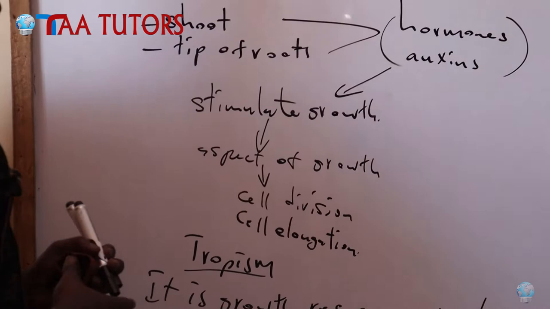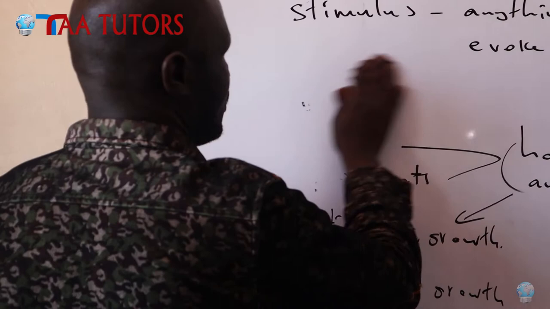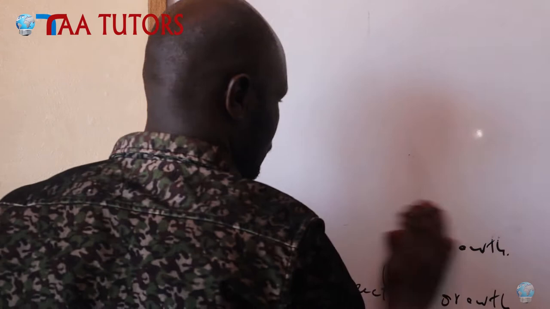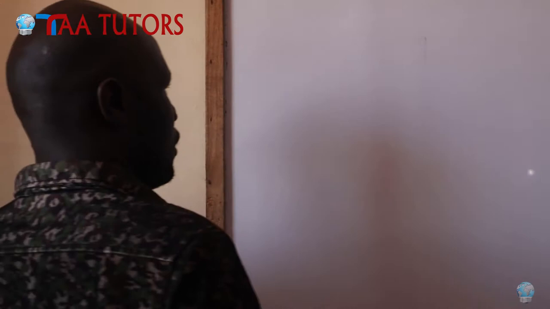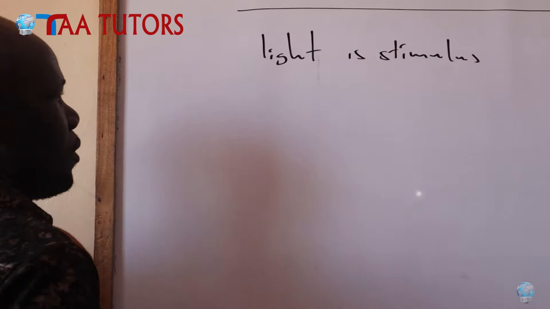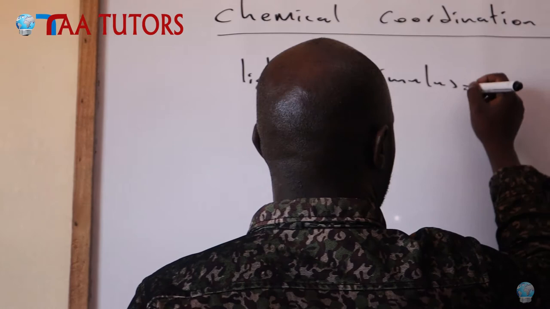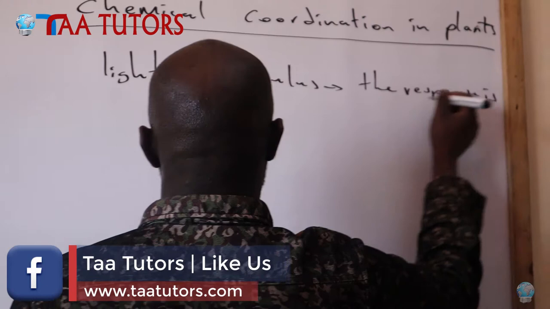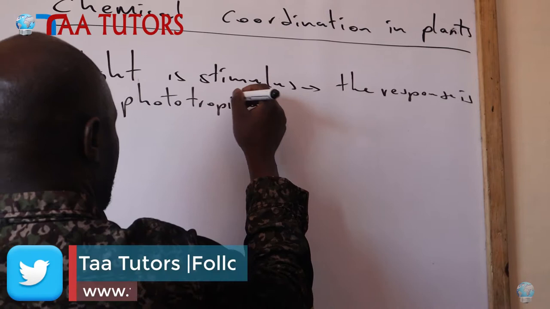We have common stimuli in the environment that I want us to address. There are two of them that I want us to concentrate on. The first stimulus is light. Therefore, the growth response towards light, or in response to light, is called phototropism.